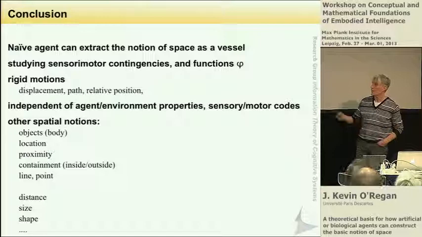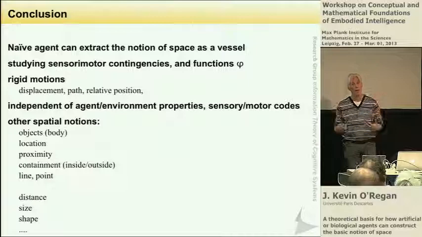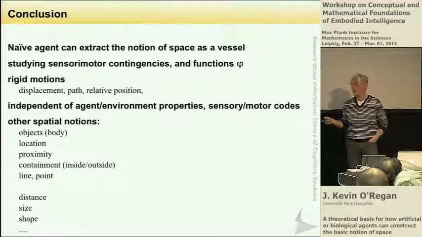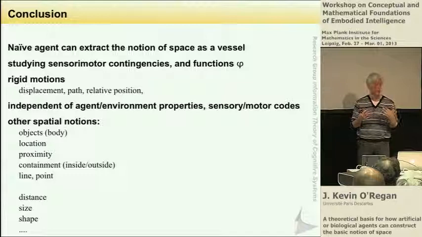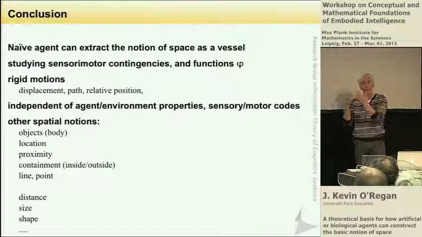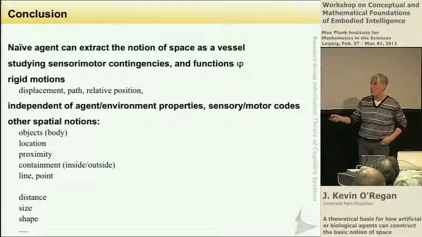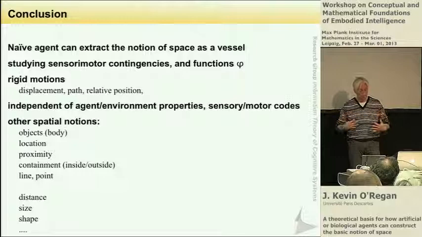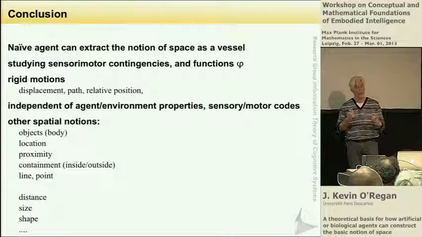Now, this notion of a vessel, notion of displacement, path, relative position, are only part of what we understand space to be. I think there are other aspects of space, for example, the notion of object. Up until now, I haven't talked about what I mean by an object. I think further work has to be done to really nail down some kind of similarly intrinsic definition of what is meant by an object in the environment. And among the objects is the body of the agent. How can the agent understand its body, the body schema? That is something that, from studying the sensory motor contingencies, I think we'll be able to extract.